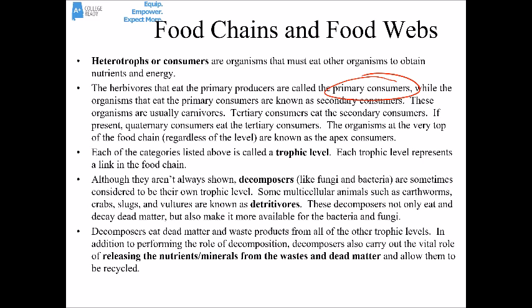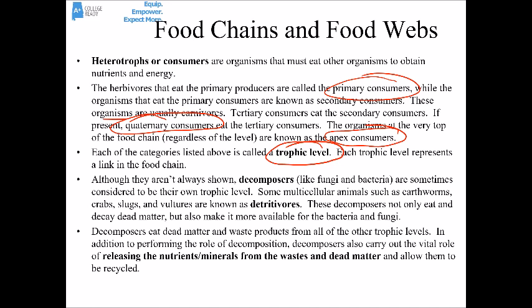Tertiary consumers eat secondary consumers. And if there's another level present, that next level up is called the quaternary consumer. Typically, the organisms at the very top of the food chain, regardless of what level we're at, are called the apex or top level consumers. Each of these categories, primary producer, primary consumer, secondary consumer, are called trophic levels. And each trophic level represents a link in a food chain.